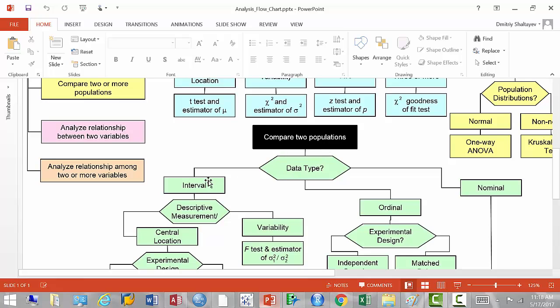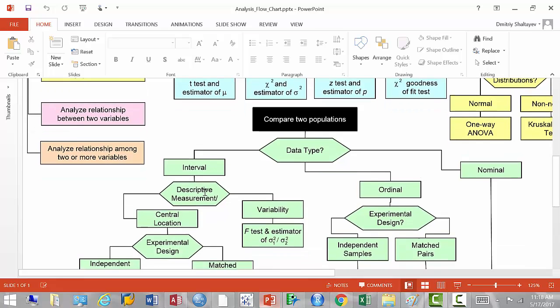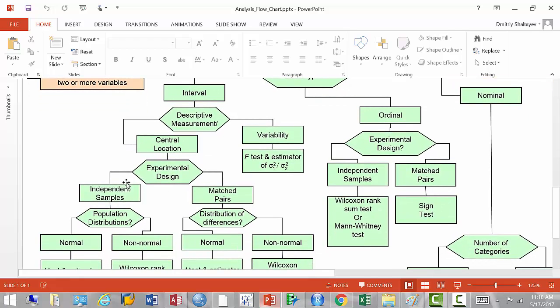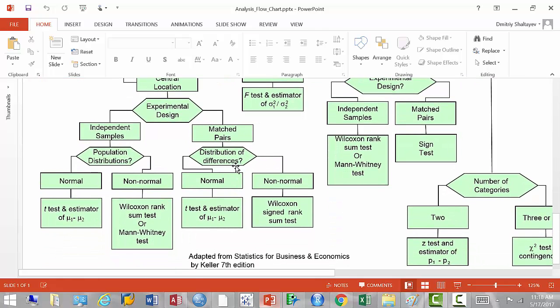Data type, interval. The next one, we discussed it, right? What are you testing? Are you testing variability or center? We're testing center, right? In this course, we're not looking at variability, right? So this part, we're never going to touch, at least in this class. So we're looking at centers, means preferably. All right, experimental design. Are the samples independently collected or are they matched pairs? Well, these are matched pairs. We discussed that, right? And the last question is how the differences between the matching observations are distributed.